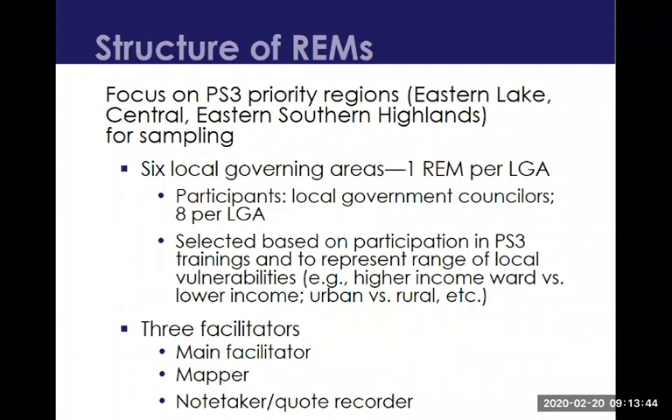We conducted the sessions in 6 local governance authorities spread across 3 regions of Tanzania. We conducted 1 REM session per LGA, and we had about 8 LGA counselors in each group, and we mixed men and women in these groups. We selected counselors based on their participation in the PS3 training and also to represent a range of local vulnerabilities such as higher income versus lower income, urban versus rural, etc.